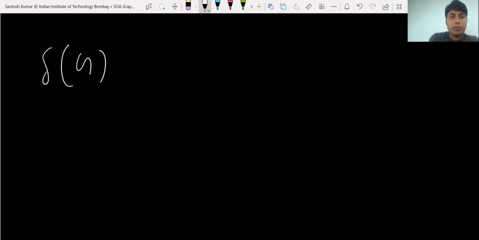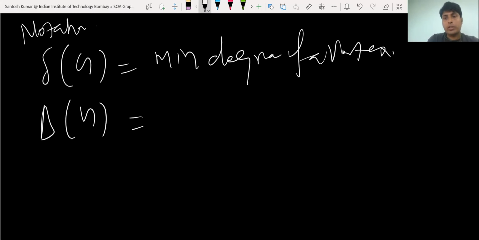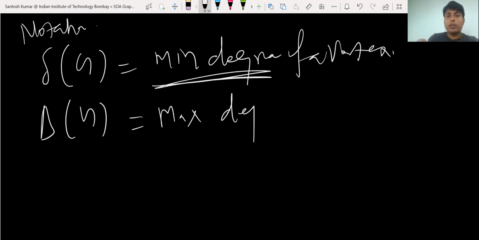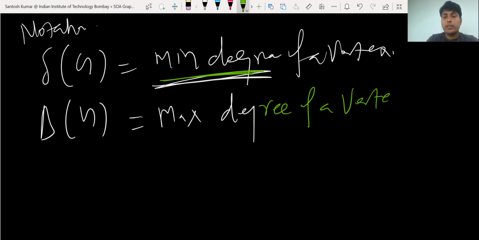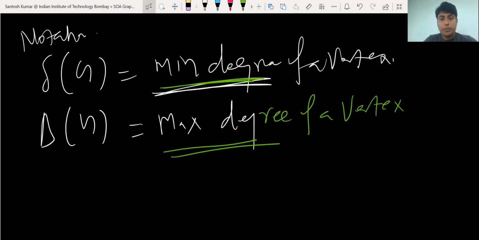Okay, so there are a few notations. Small delta G is the minimum degree of a vertex in the graph, and capital delta G is the maximum degree. So you collect the degrees of all the vertices, and the vertex with the minimum degree gives small delta G, and the vertex with the maximum degree gives capital delta G. So these will be the notations.